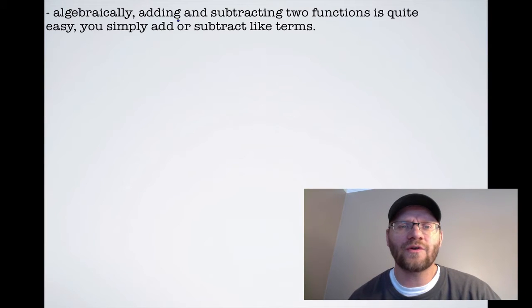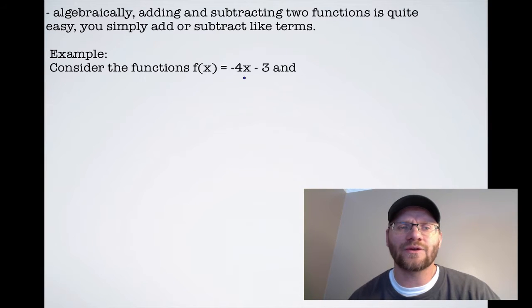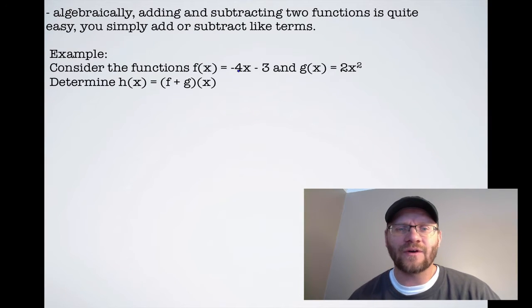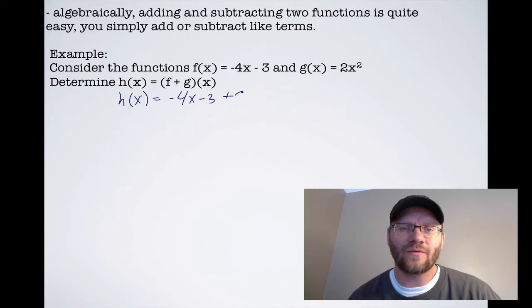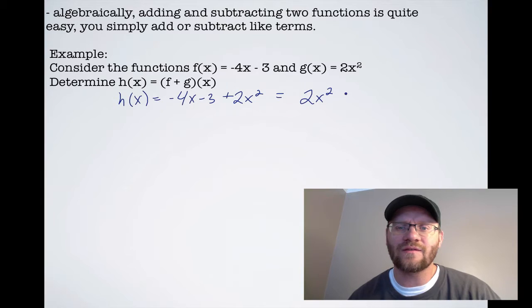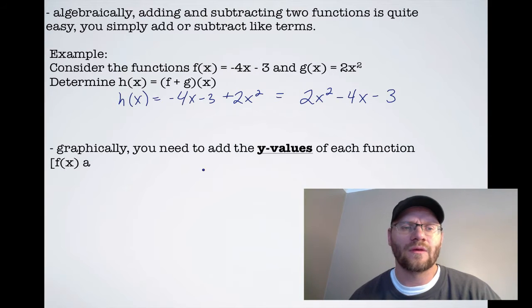So algebraically, when you're adding and subtracting two functions, it's quite easy. You simply add or subtract like terms. Example, consider the functions f of x equals negative 4x minus 3 and g of x equals 2x squared. If we're going to find h of x, which is those two functions added together, you simply add them together and add like terms. In this case, there are no like terms, so we always arrange it in descending order in terms of degree. So we get 2x squared minus 4x minus 3.